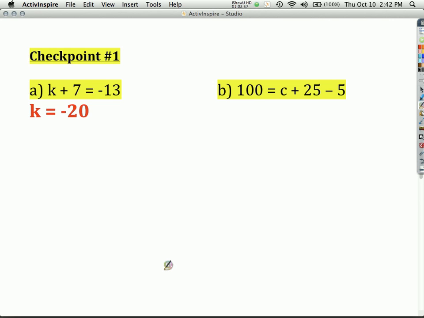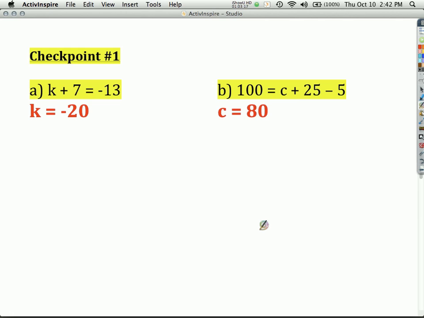Oh. What about part B? What do we get? We'll start with Isabella, Mia, and then Caesar. 80 equals C. Okay? C equals... Correct answer is C equals 80 or 80 equals C. Either way is the same thing.